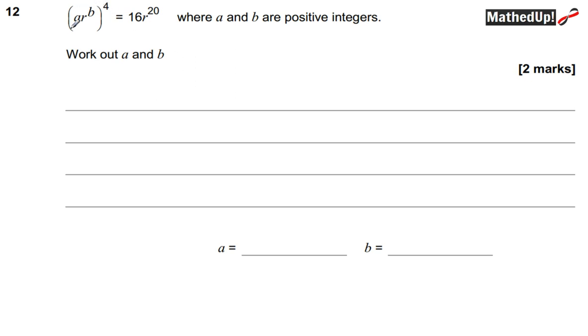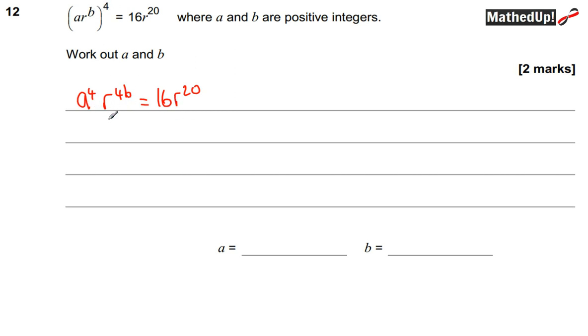Okay, so I'm going to start by writing this in expanded form. So a r to the power of b, if I raise all of that to the power of 4, that's going to be a to the power of 4 times r to the power of b to the power of 4. So that'll be 4 times b. And we're saying that's equal to 16r to the power of 20. So all I've done here is I've taken a to the power of 4 and r to the power of b to the power of 4 and achieved that there.